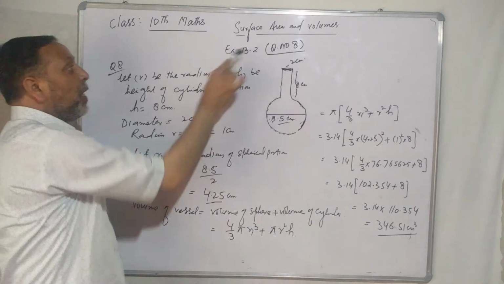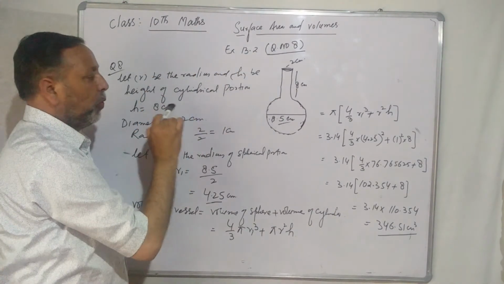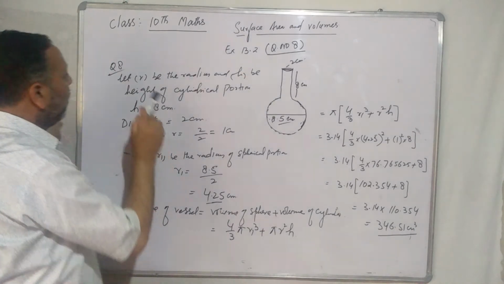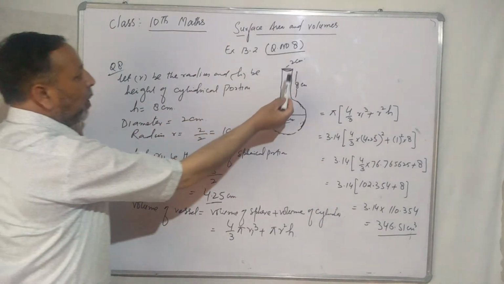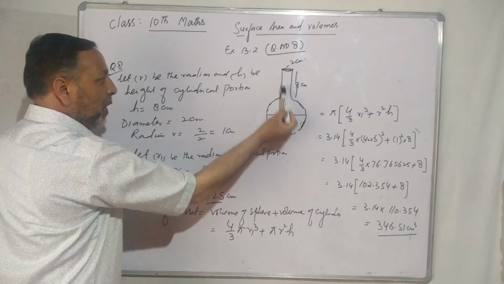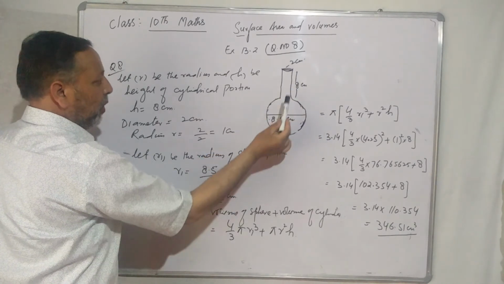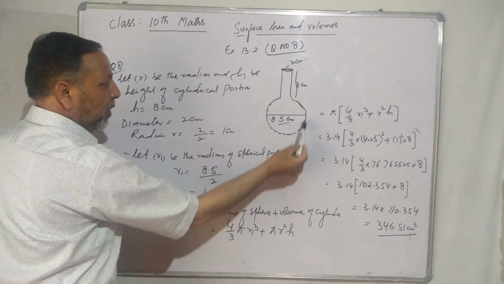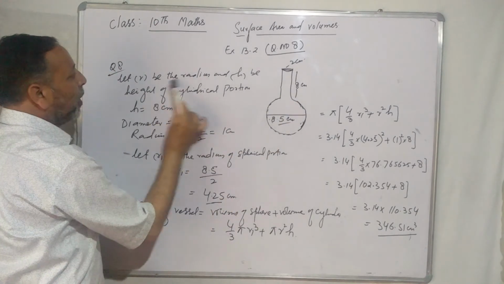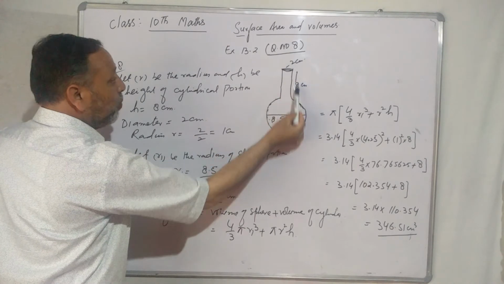This is question number 8 of exercise 13.2. I have already done it on this board. Let me explain. Let R be the radius of the cylindrical portion of this vessel. This vessel is in the form of a sphere and it has a cylindrical neck. So let R be the radius and H be the height.